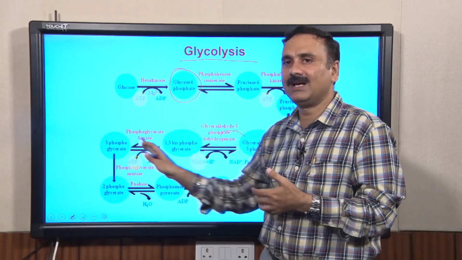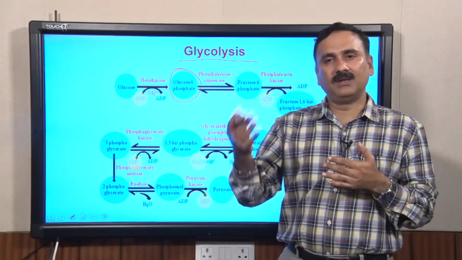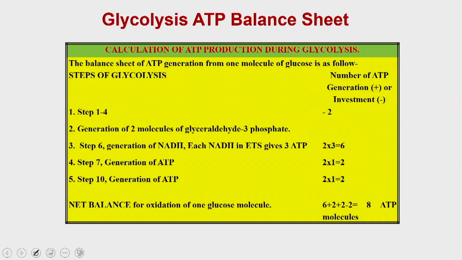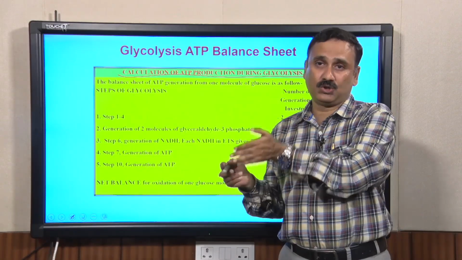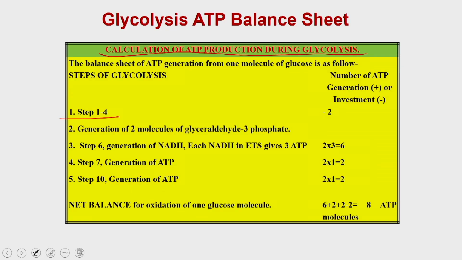During this whole cycle, it generates NADH as well as ATP molecules. We also discussed the balance sheet of ATP production if you consider that the glucose is utilized and completely oxidized in the electron transport chain. So, what we have seen in steps 1 to 4 is that two ATP molecules are used.